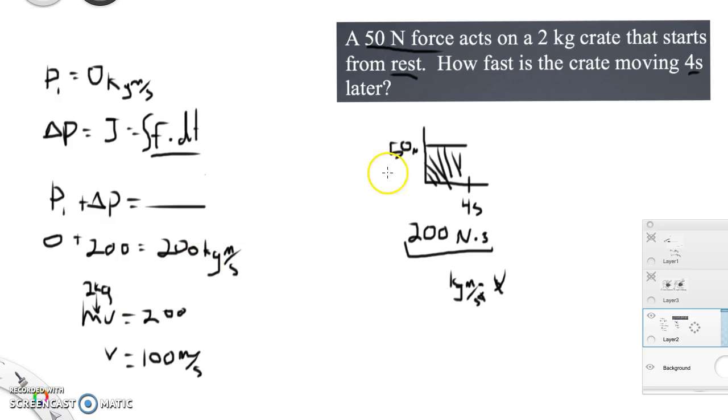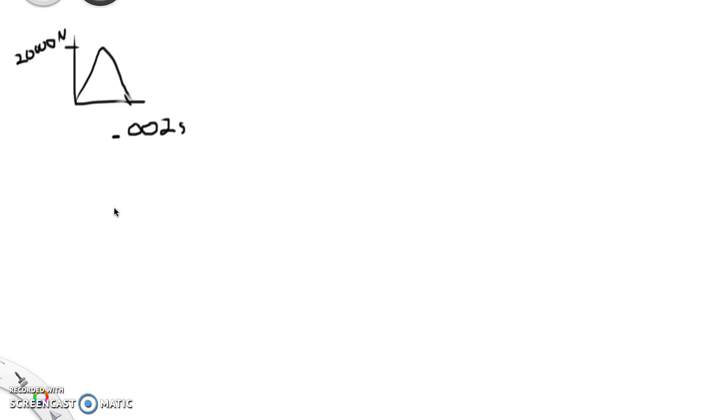Alright, I also want to point out this. So if this is a uniform force that doesn't change with respect to time, then impulse and change in momentum is just equal to F times t. Okay, or we can even say our average force times time. Okay? Alright, we're going to look at another question real quick.